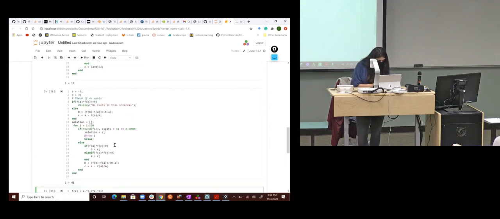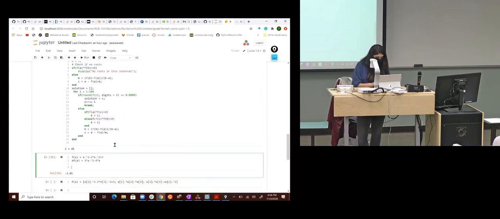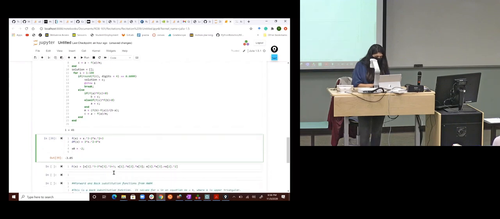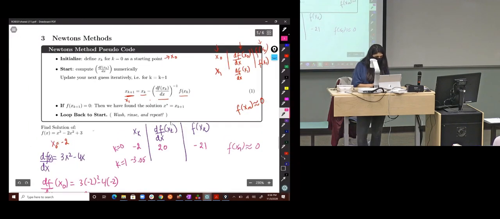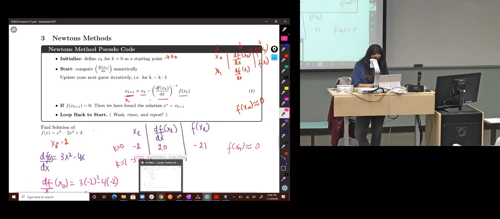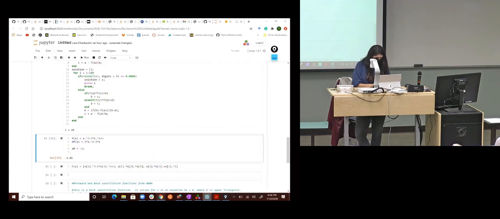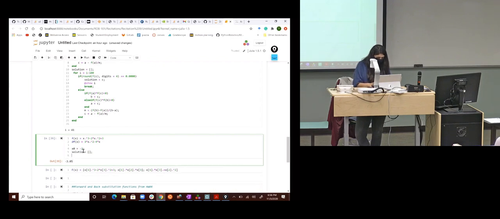And now we want to initialize an initial point, which we took to be minus 2. The first step we did, we initialized, we got an x0 in there. Now you want to be in a loop doing this updating until you find f of x equals 0. So let's initialize solution as an empty vector.